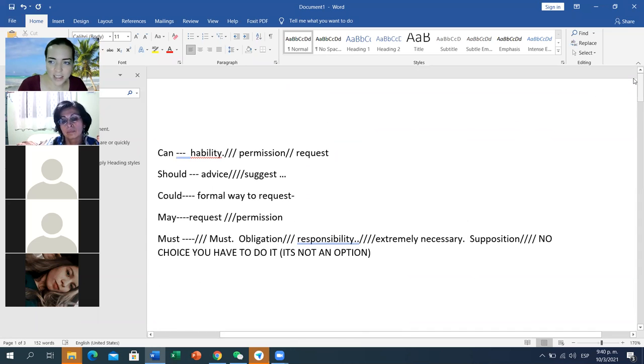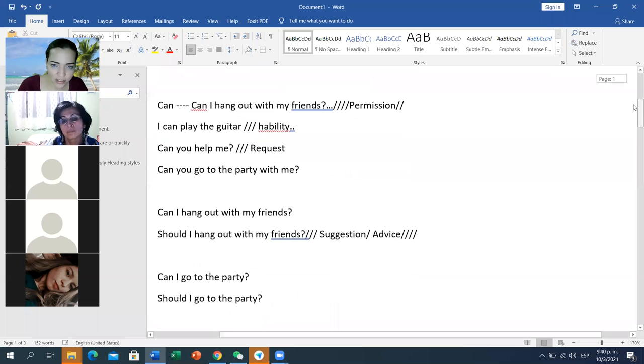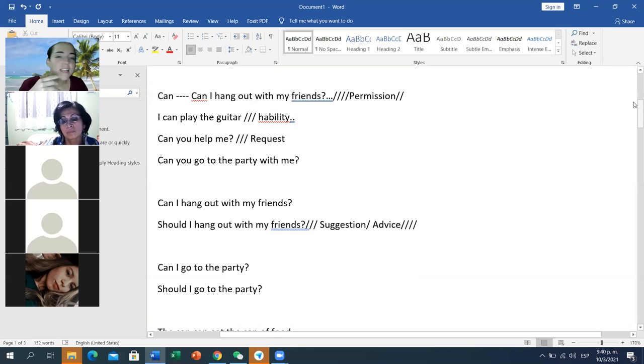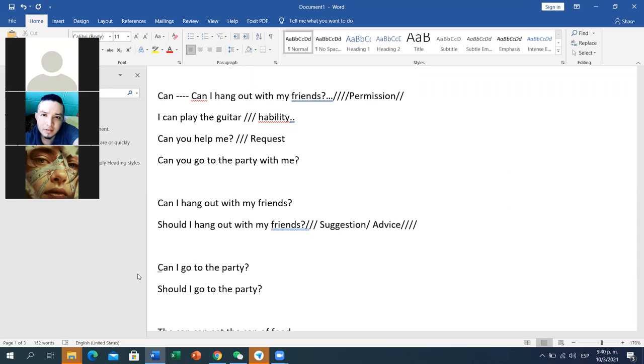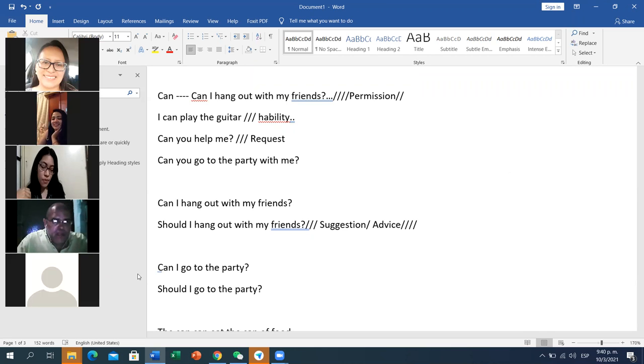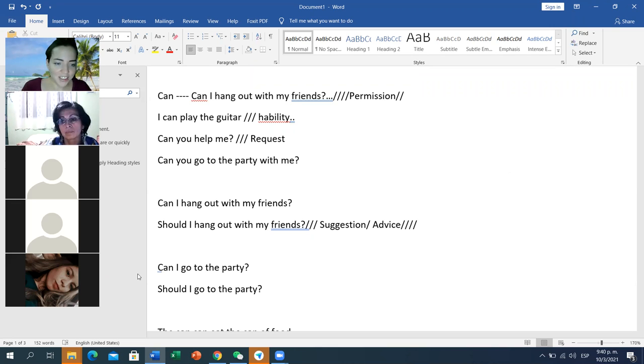¿Ok? Por ejemplo, creo que les dije un ejemplo a estos chicos. Entre el can, quiero ver si están las jovencitas, las chicas jóvenes, ¿ok? No sé si hoy vinieron. Sí, ahí está una. Ahí está otra y otra. Ok, there you go. So, for example, here we have: can I hang out with my friends? It is talking about permission.